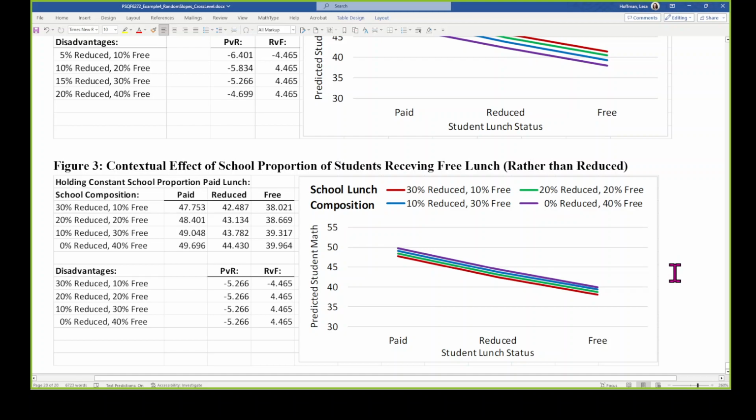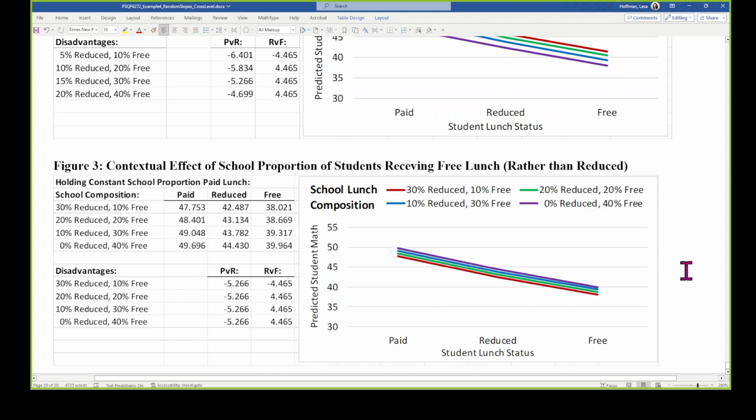But this one, nice happy little rainbow plot here. This is free versus reduced, holding paid constant. And they're right on top of each other and actually backwards. Purple is the highest. So this is the contextual effect that was actually positive for reduced versus free, that was non-significant.